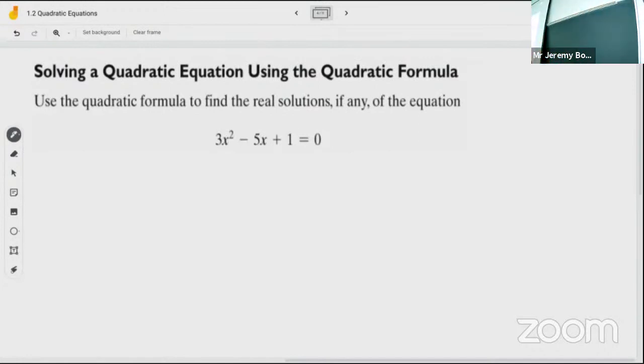Okay. So the quadratic formula is like the skeleton key. It's going to solve or find that there's no solution for every quadratic equation you could come up with. So that's why it's good to know.